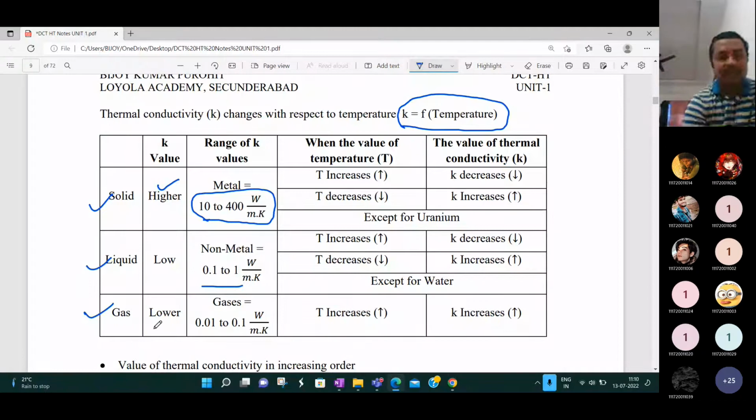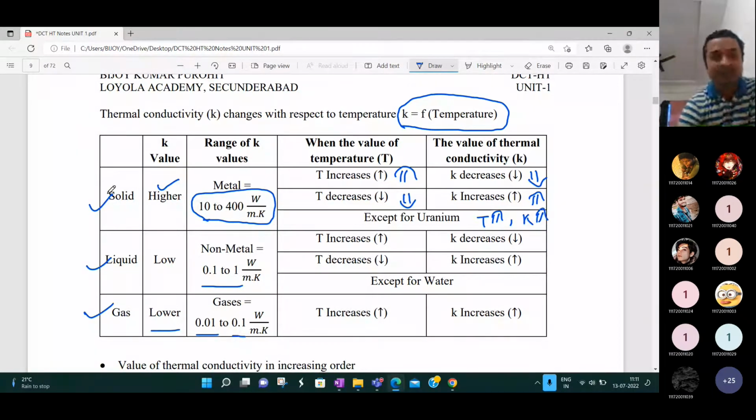And for gas, it is much lower, 0.01 to 0.1. In solids, if you increase the temperature, the thermal conductivity value will be reduced. If you decrease the temperature, the thermal conductivity value will be increased. But one exception is there. What is that? Uranium. In uranium, if you increase the temperature, the thermal conductivity will also increase.